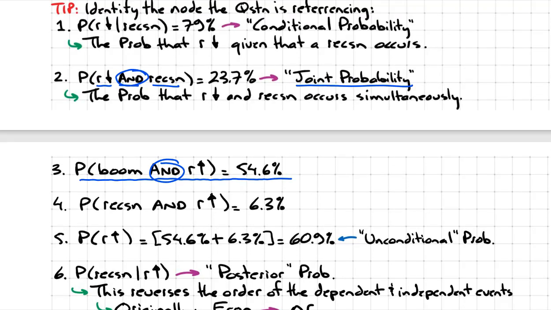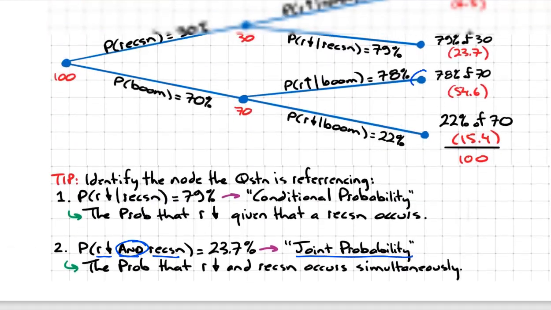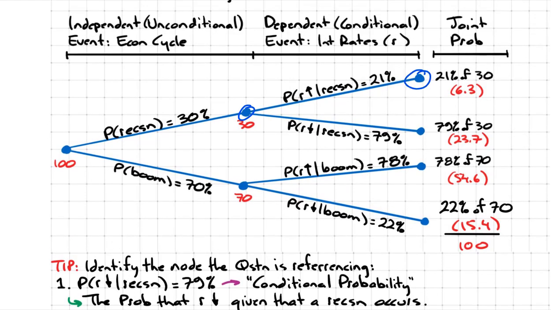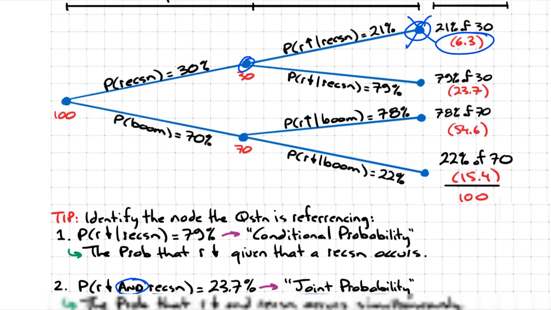And a very similar exercise: recession and interest rates increase. So if you want recession, here it is, but you're saying and interest rates increase, so I would have to be here. So this is where I am, and at that point, the probability of both these events occurring is 6.3.